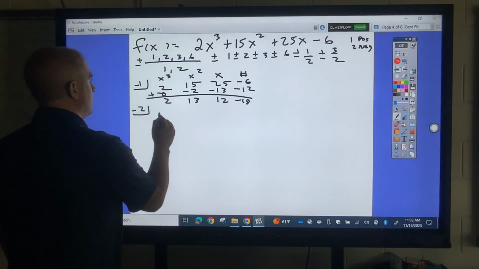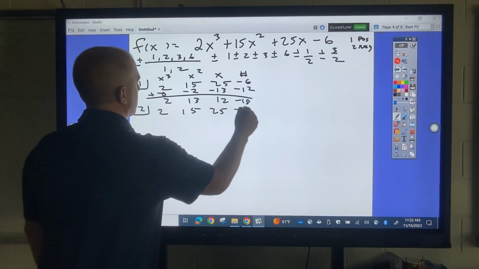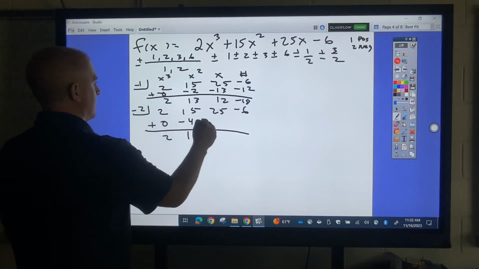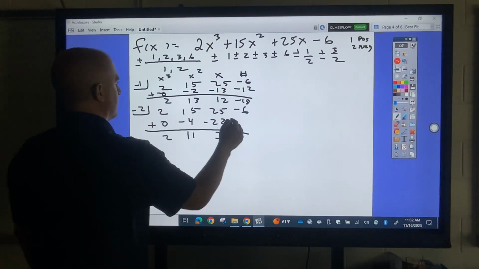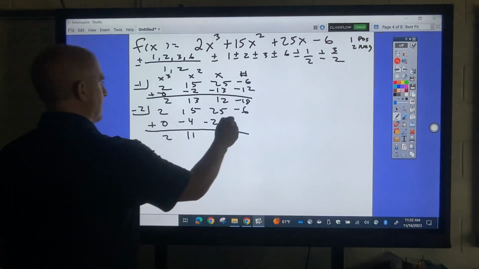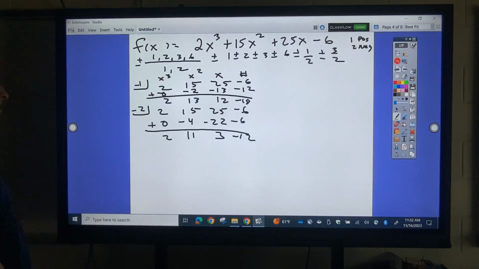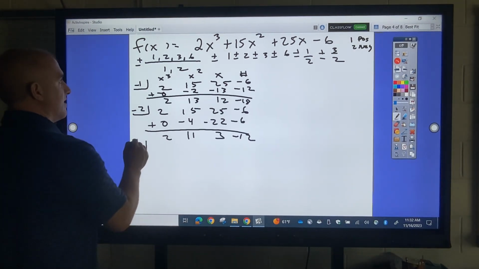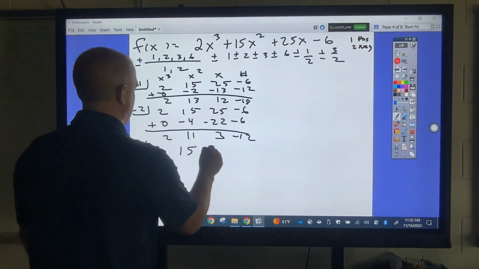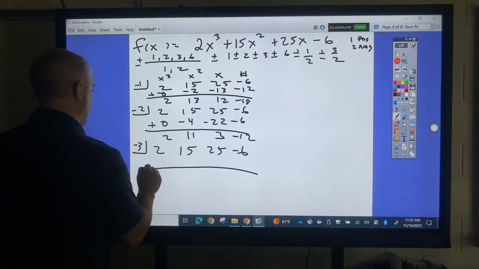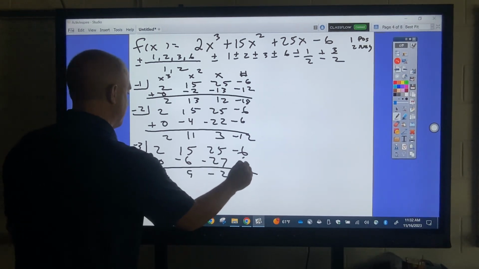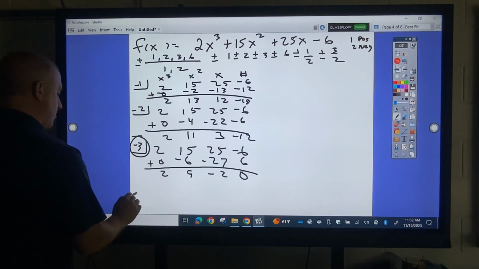So I tried negative 2 with that. So that's 2, that's negative 4, that's 11, that's negative 22, that's 3, that's negative 6, which is negative 12. That does not work. So then I'm going to try negative 3. So that's 2, that's negative 6, that's 9, that's negative 27, that's negative 2, that's positive 6, that's 0. So there's the first one that worked.